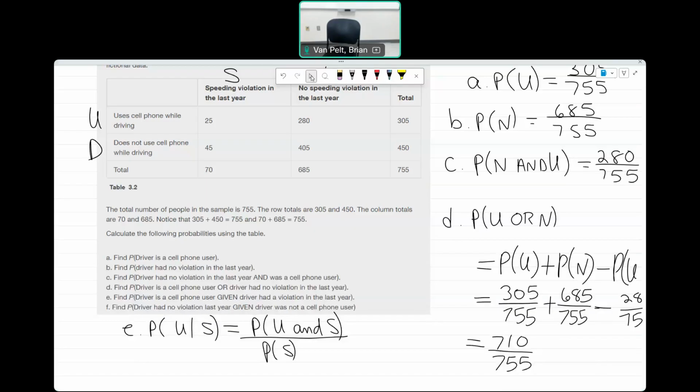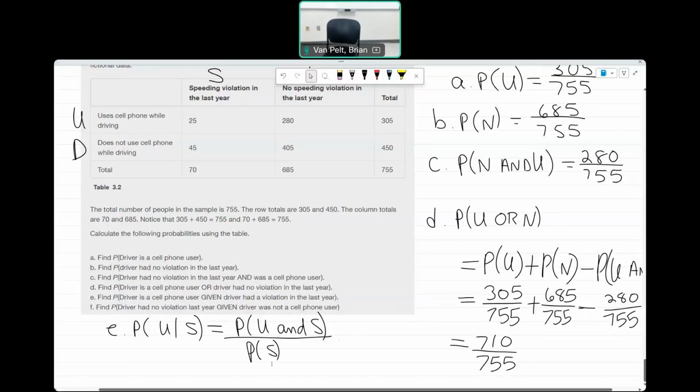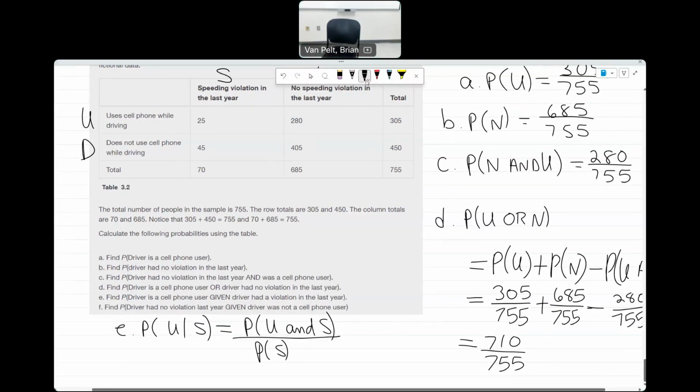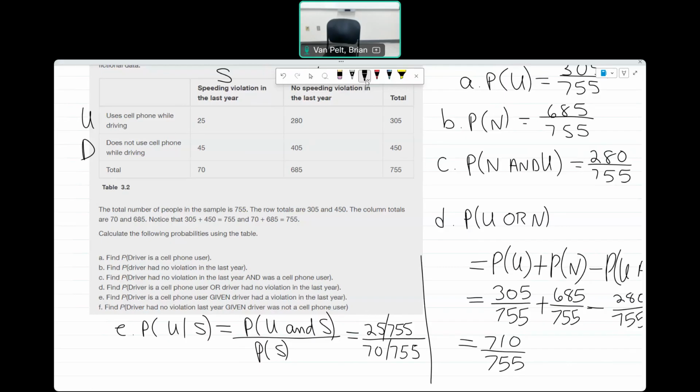Oh, U and S. Where is the U? And that's 25 over 755. This is the one where you're going to get a new denominator. So now the probability of S, what is that? 70 over 755. When it simplifies, it's just going to be this: 25 over 70.